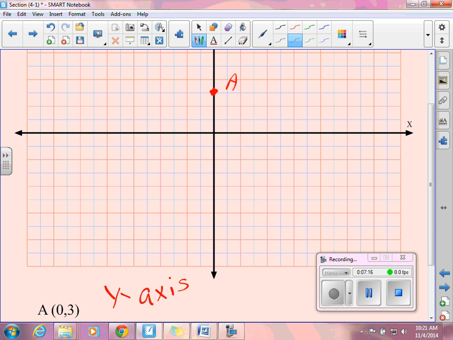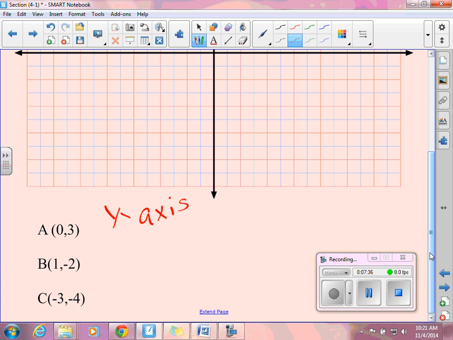Make sure you understand how to do ordered pairs. Even if it's 2 minutes a day, do some practice on that. It's amazing what will happen if you do that, right? So make sure that you do that. Let's take a look at B. It's 1, -2. So I'm going to graph it as 1, -2. I'm going to put a dot and I'm going to put B.